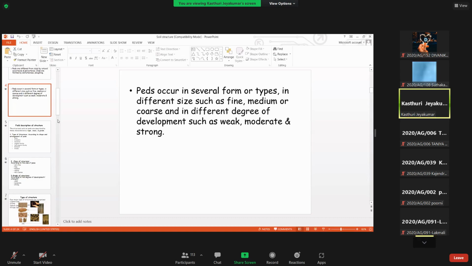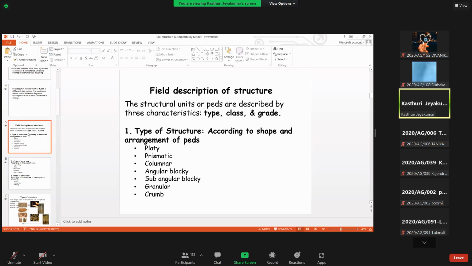Okay, here the concept is we can classify or we can give names for different structures based on types, size, or else degree of development. We can give different names for structure or classify the structure into different groups based on the types or the size or else degree of development. So let's see one by one.